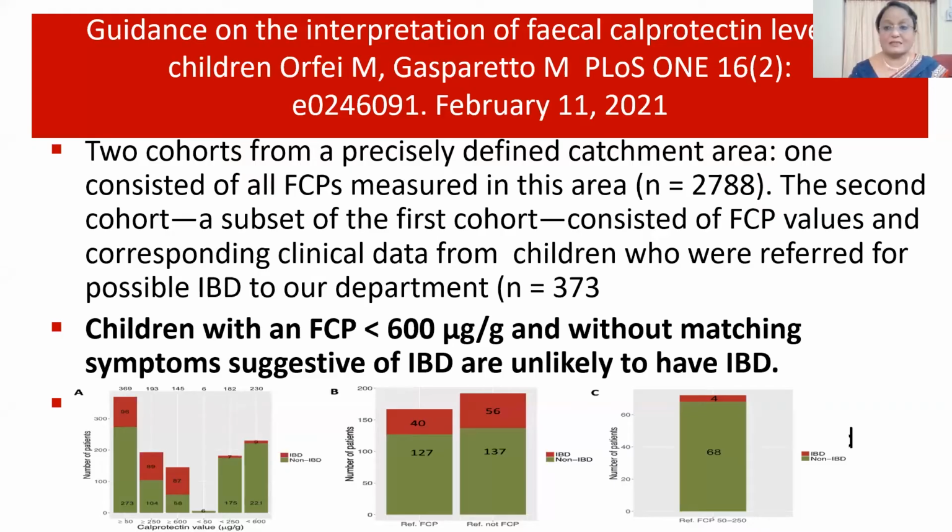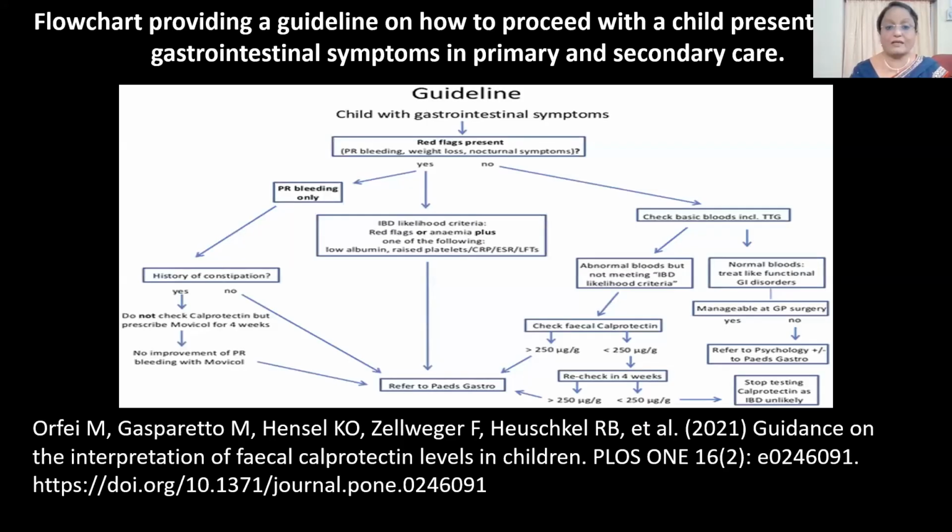But another paper has come out recently in 2021 where they looked at two large cohorts totaling 2,788. This was done in Switzerland. Here they said that patients with FCP of less than 600 microgram per gram without symptoms suggestive of IBD are unlikely to have IBD. That means their cutoff was more than 600 microgram per gram, which seems to be very high. So I think now we have to come to a balance. Finally, they said you use a cutoff of less than 250.